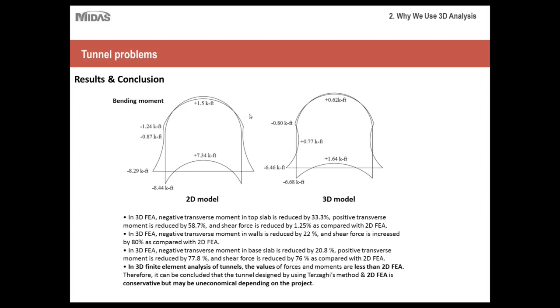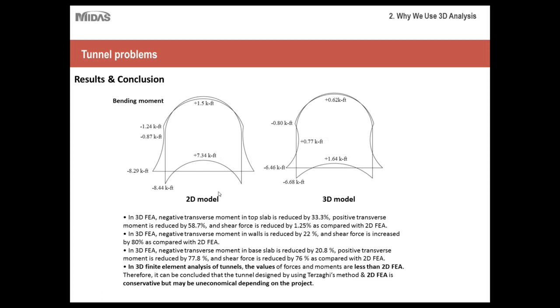And here we have the results and the conclusion of the experiment. To the left here you have the 2D model and the results that were calculated. As you can see, here are, for example, the bending moments. And to the right here are all the bending moments that were calculated in the 3D model. As you can see, the bending moments of the 2D model were much more conservative than the results that were generated with the 3D model.